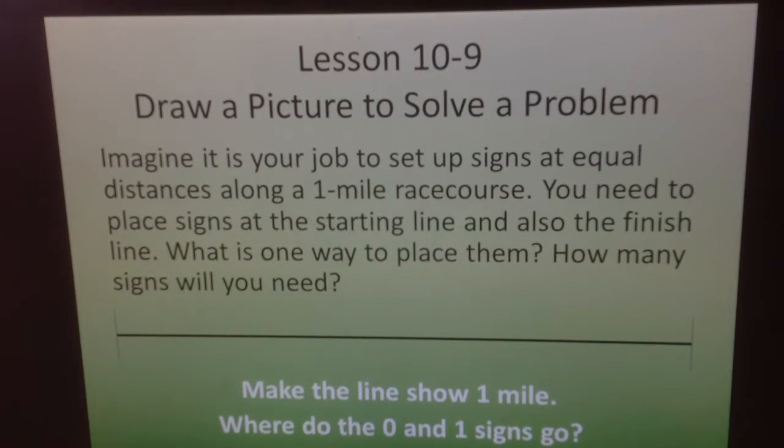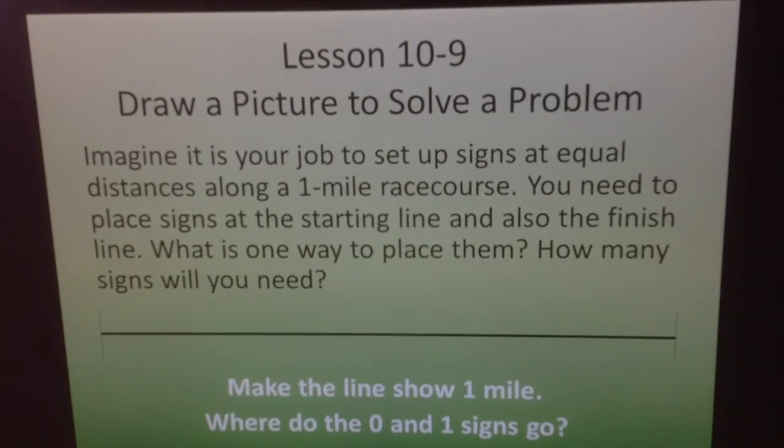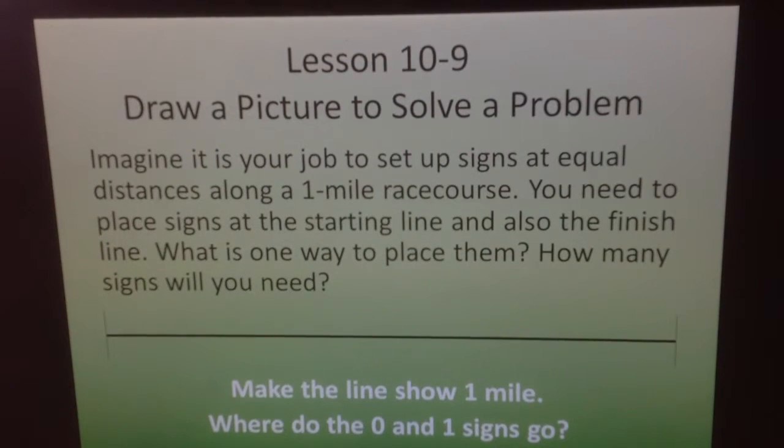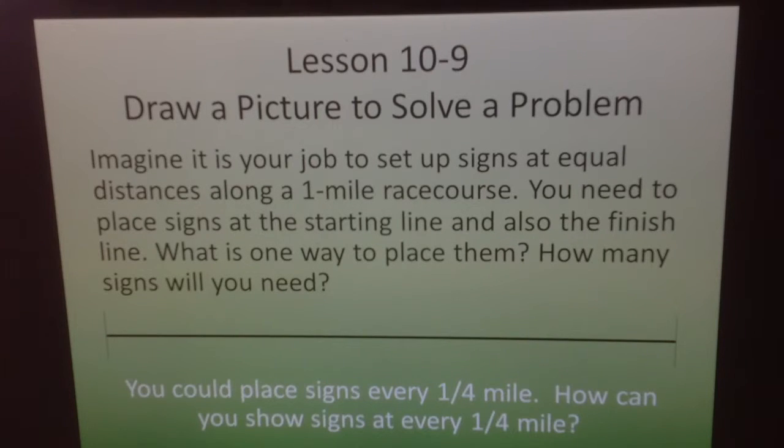Okay, so we started by drawing a picture. We made a number line like this, and then we put a 0 on the left and a 1 on the right. We have an option about how we want to place these signs. The question says, what is one way to place them? So we could choose to place them every 1/4 mile. How can you show signs every 1/4 mile?